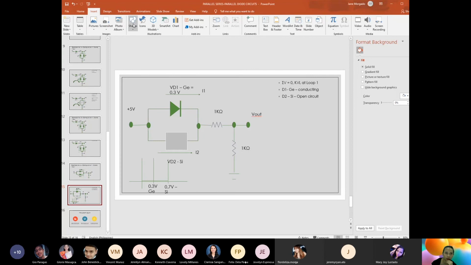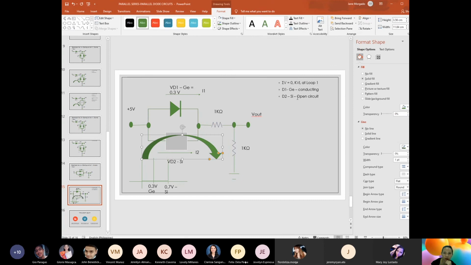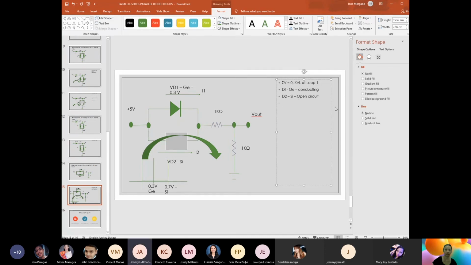So, if that is so, ano na mangyayari dyan? So, from series parallel, naging circuit na lang to? Series. Series na lang siya. Oh. Yan. Anong equation natin? Positive 5 minus 0.3.